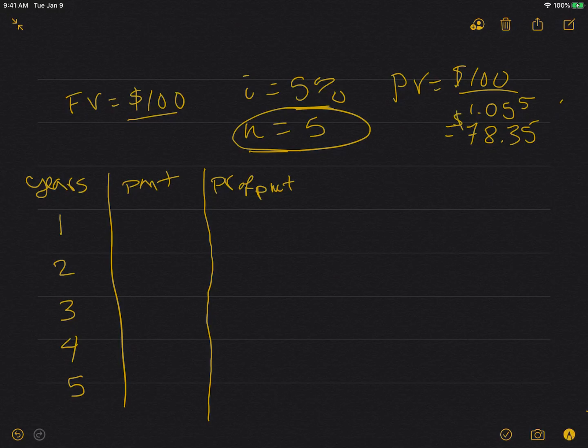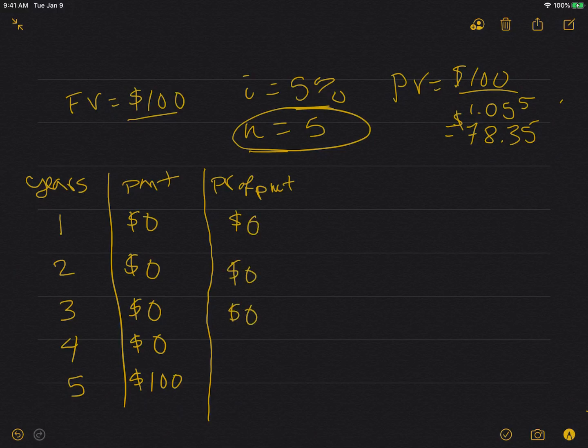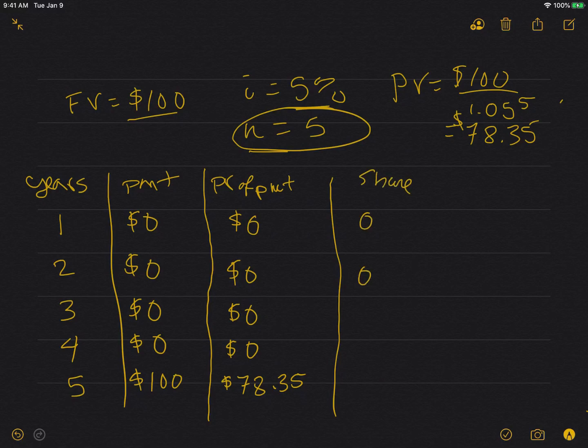Now, our discount bond investors receive nothing in all the years leading up to maturity. And then in the final year, the investor will receive the face value. So if we calculate the present value of each payment received, again, nothing up until the final year when the investor receives the last payment. Now, if we think about the share of each year in the total present value, we have nothing until the final year when we have 100%.